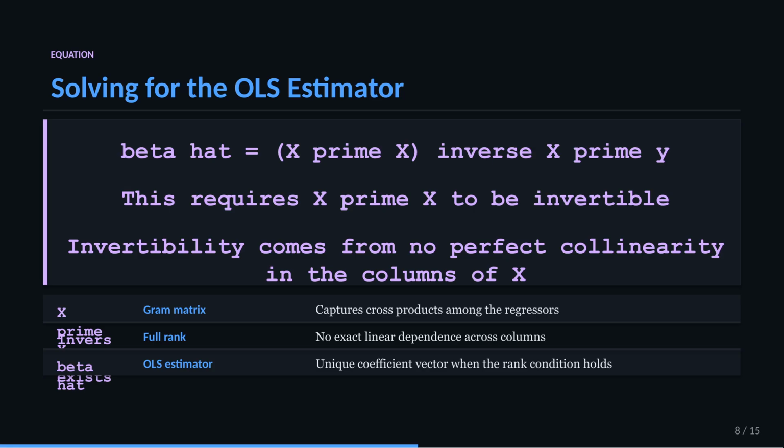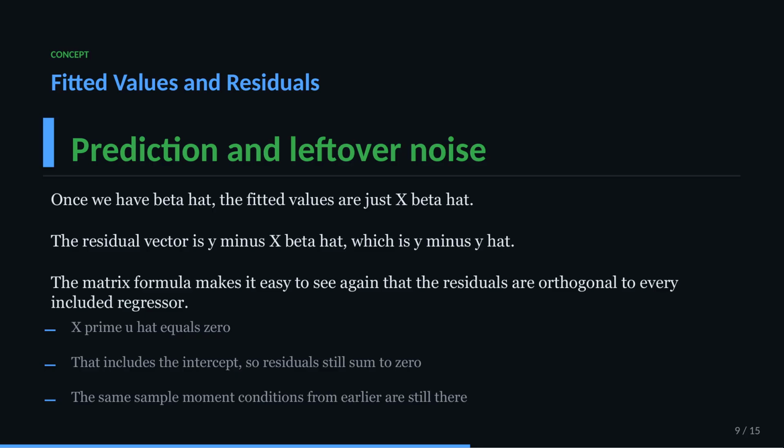Once beta hat is in hand, the fitted values are just y hat equals X beta hat. The residual vector is y minus y hat, which is y minus X beta hat. Here, matrix notation gives us another clean payoff, because the first order conditions say X prime u hat equals 0. We immediately know the residuals are orthogonal to every included regressor. Since the intercept column is part of X, this also tells us the residuals sum to 0. So all the sample moment results we saw earlier are still present. They are just written more elegantly.